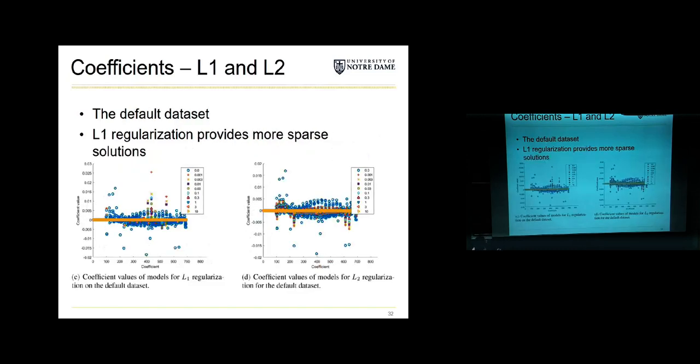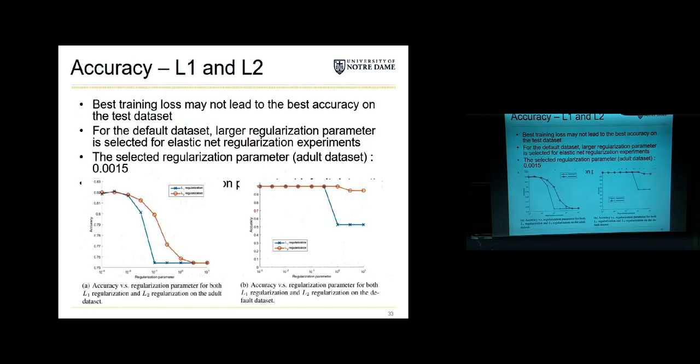And for the default data set, you can see for the L2 regularization, we have more smooth control of the coefficient sizes, while the L1 regularization can produce the most sparse results as we expected. And this is the accuracy.